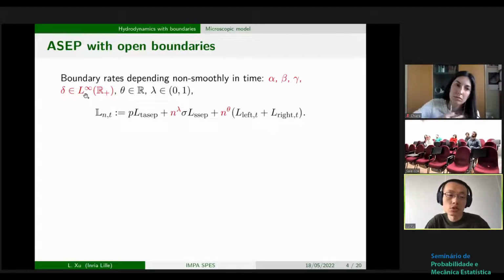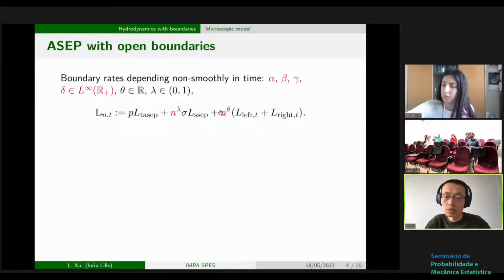So it's changing on the macroscopic time, and it's changing non-smoothly. So it is an L infinity function of time. This is the boundary data I want to take, just an L infinity function of time. Then we define this kind of generator.